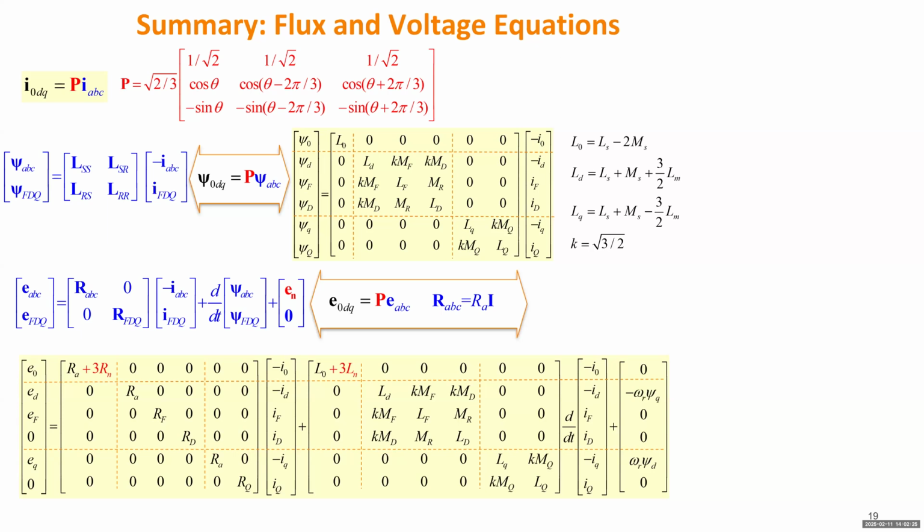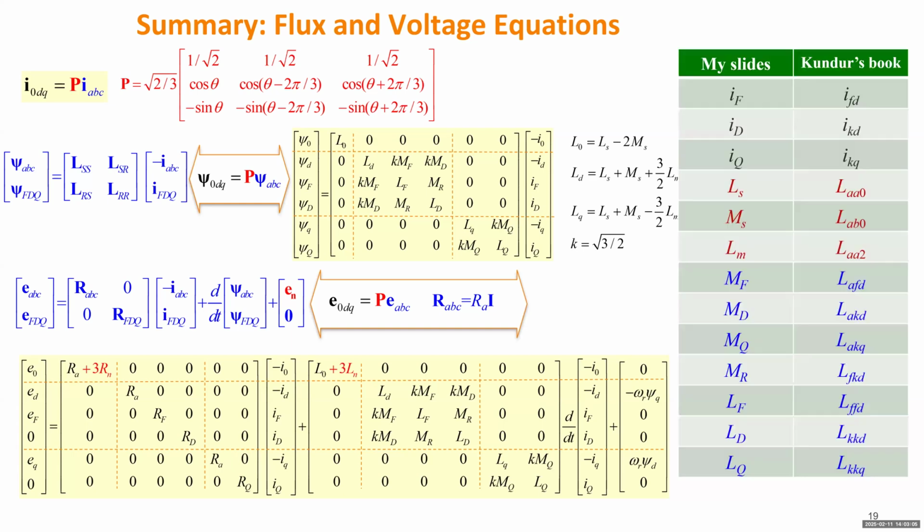All right, let me summarize what we learned so far. We assume there's a transformation. We can change the original current vector to a new current vector in 0DQ, and we proved that the transformation has to be this one to be power invariant, to preserve the inner product value. We use this one to transform the original flux linkage equation and voltage equation to a new flux linkage equation and voltage equation. This voltage equation also considers the neutral voltage and neutral current under unbalanced conditions. That's what we have done so far in this lecture.